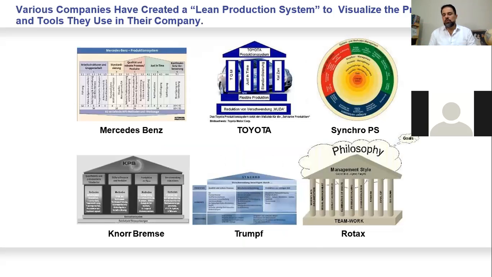The companies that have invested and changed their production businesses towards a lean production system are very well-known companies like Mercedes-Benz, Toyota, and Rolex.